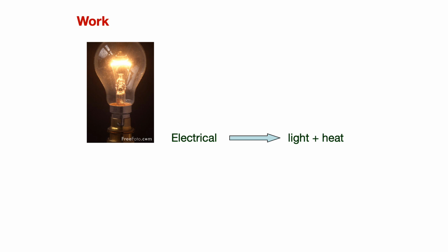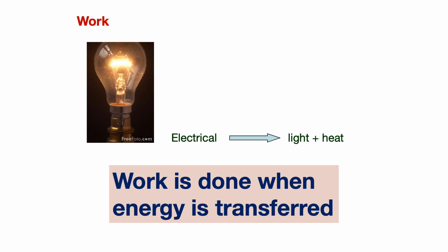So the light bulb is changing one kind of energy, electrical, into two other different types, in this case, light and heat. You could say the light bulb is transferring energy from one type into another. And that is the simple definition of what we mean by work in physics. Work is done when energy is transferred. And what we mean by transferred is changed from one type into another, just as the light bulb changes electrical energy into light and heat.